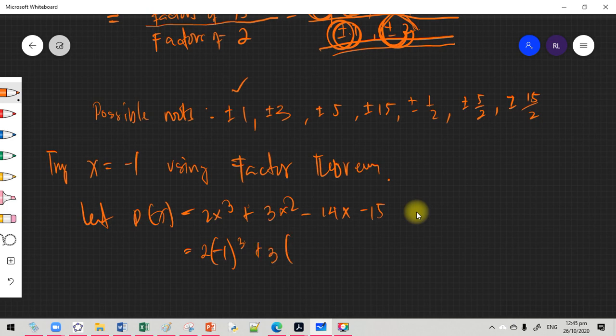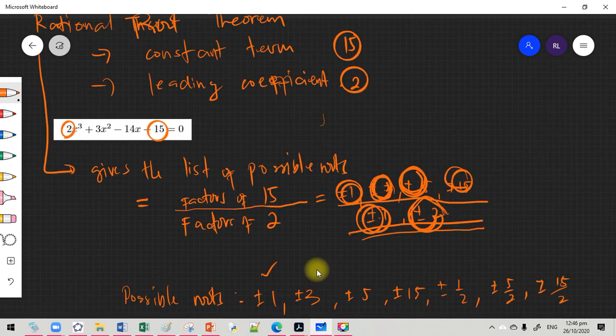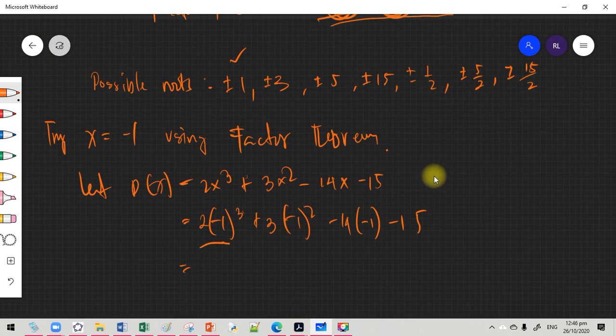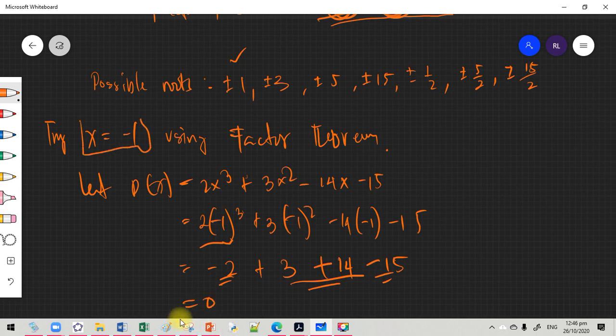Substituting negative 1: 2 times negative 1 cubed plus 3 times negative 1 squared minus 14 times negative 1 minus 15. This one gives us negative 2, this one positive 3, this one positive 14, this one negative 15. So this is negative 17 and this is positive 17. Therefore, this is 0. Since the result is 0, x equals negative 1 is one of the roots of this equation.